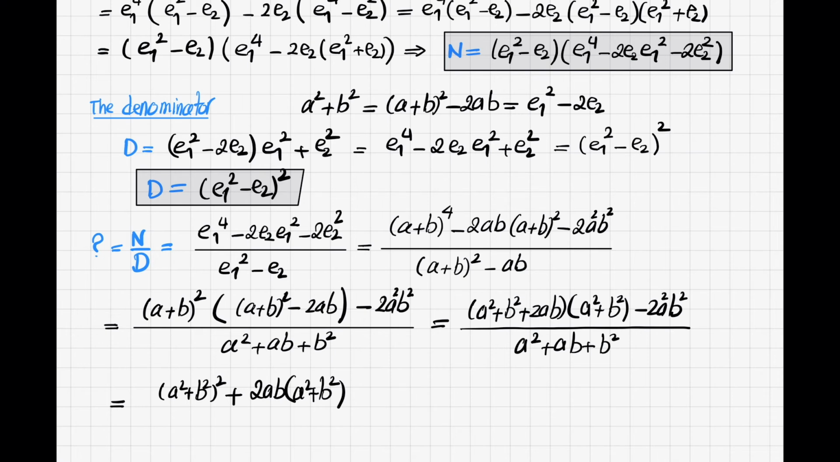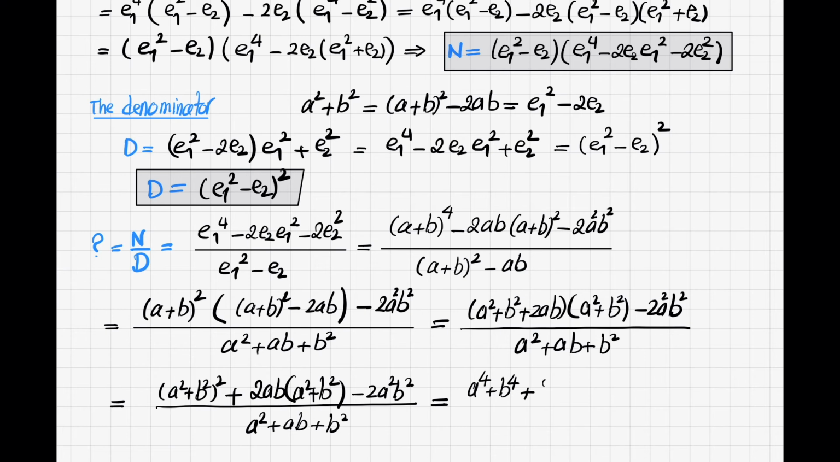And then I will have minus 2a squared b squared, and the whole expression divided by a squared plus ab plus b squared. But then again, what I can do, I can raise it to power 2 in my head. This gives me a to the 4, b to the 4, but 2 times the first one times the second one will be cancelled by this term. Okay, so what is left for me is a to the 4 plus b to the 4, and then what I need to do is to multiply this here.